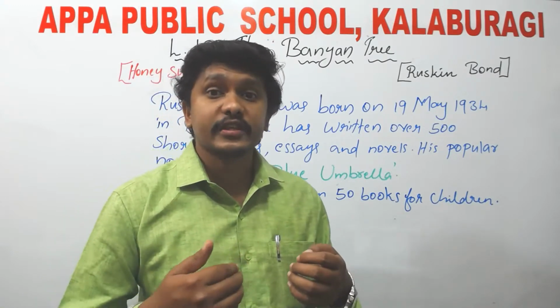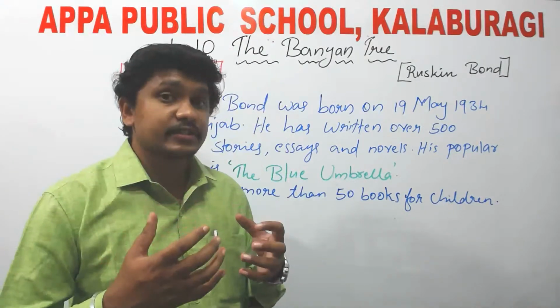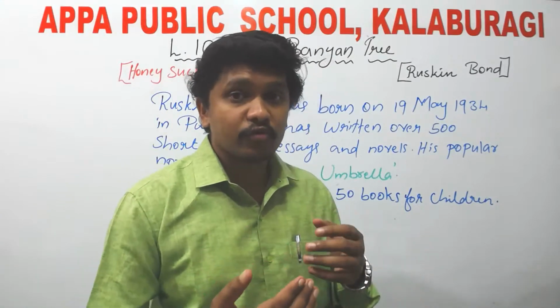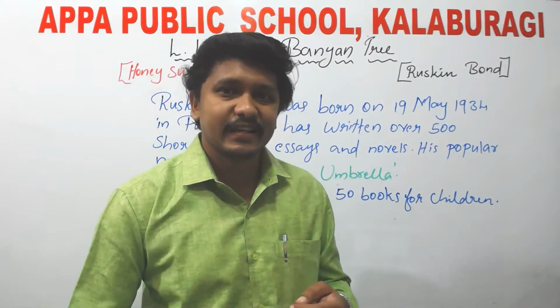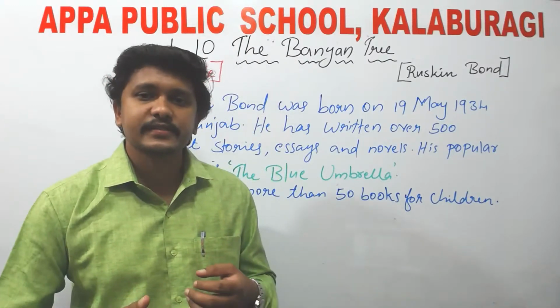So how can the mongoose escape? Because of its faster movement. The mongoose can move very fast. Because of the faster movement, the mongoose can easily kill the snake. So that description is given there.